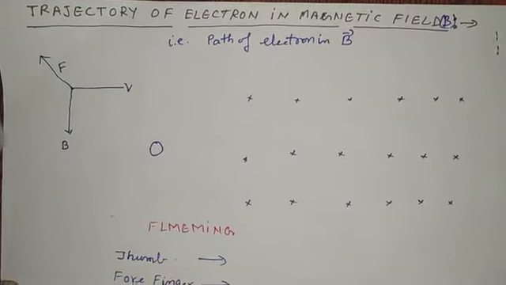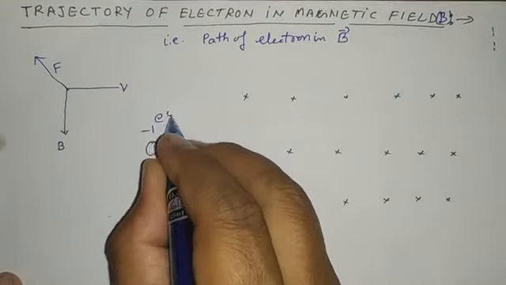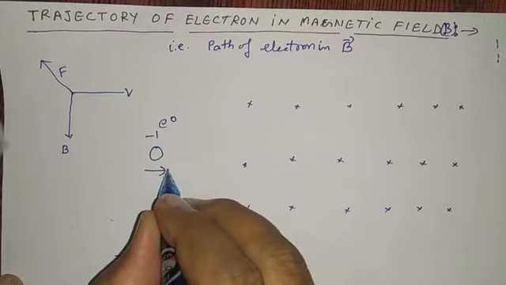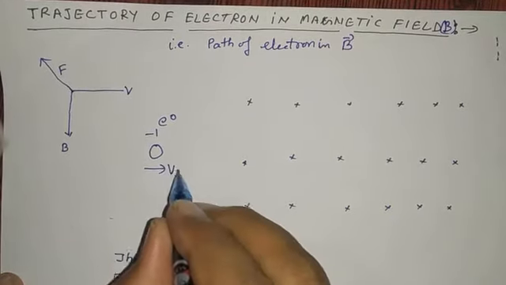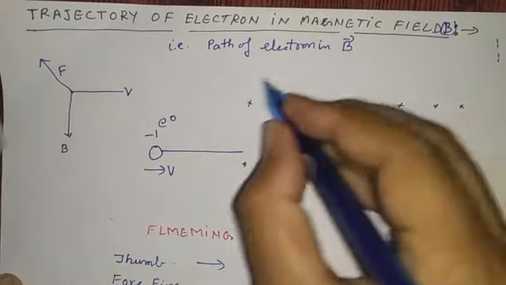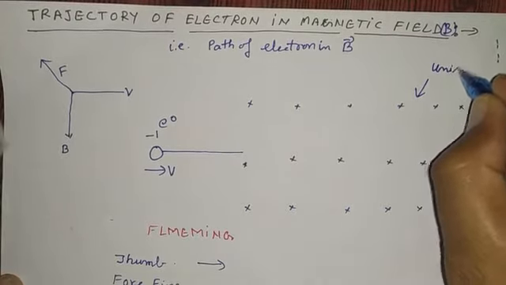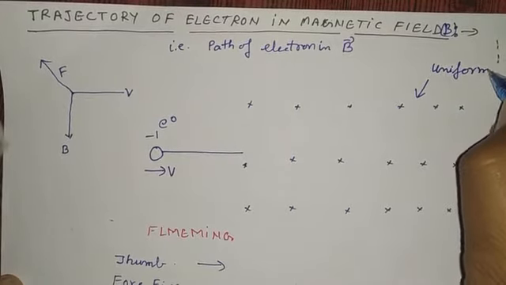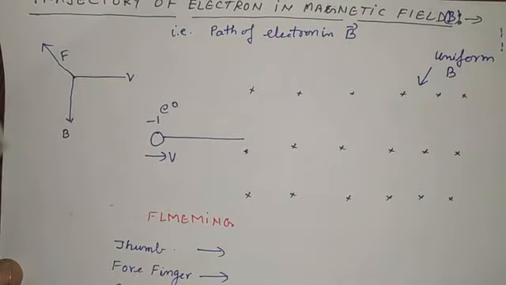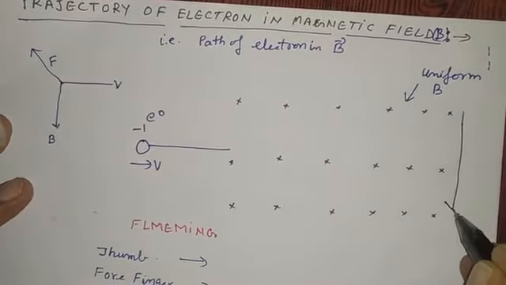Let here in the diagram an electron, -1 E0, traveling with velocity u in the direction of x-axis. Here this area represents the uniform magnetic field B, and the direction of magnetic field is here represented downward.